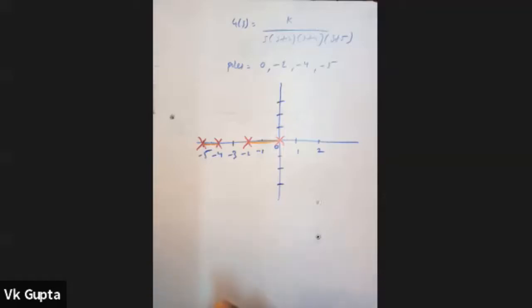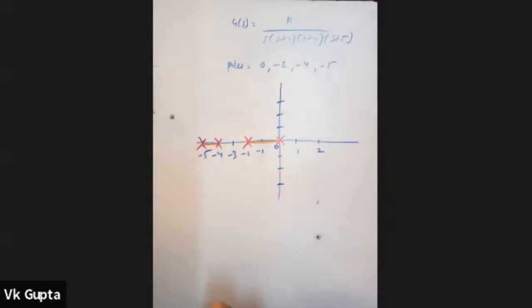So write down step number 3: all the points between 0 to -2 and -4 to -5 on the real axis lie in the root locus, since the number of poles and zeros to the right of these points is odd.